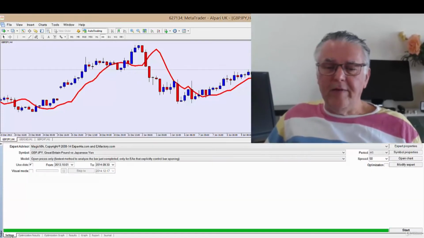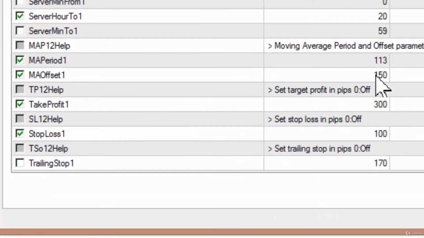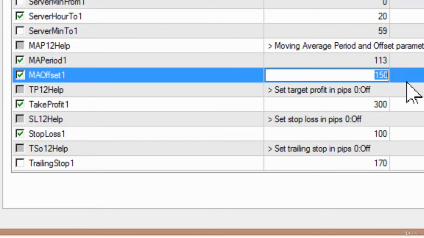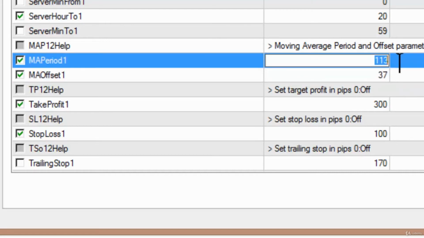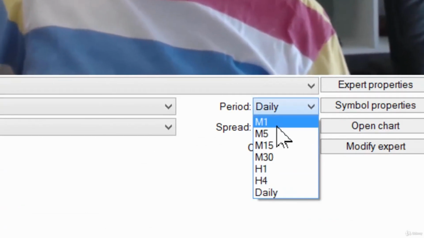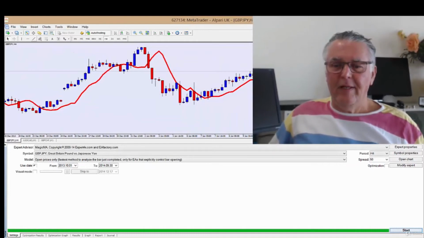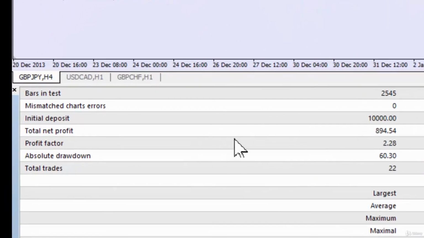And we'll move on to the 4-hour test. Now again, the 4-hour test is quite easy. All you have to do is divide the settings by 4 to convert from a 1-hour to a 4-hour chart. So the 150 becomes 37, and the 113 becomes 28. Okay, so let's run that, and again we now have the settings set to the 4-hour time frame, so I'm going to change that to the 4-hour time frame, and we'll run that. And let's look at the report. Now the results have dropped quite dramatically down to $894. I'm going to enter that on the chart.